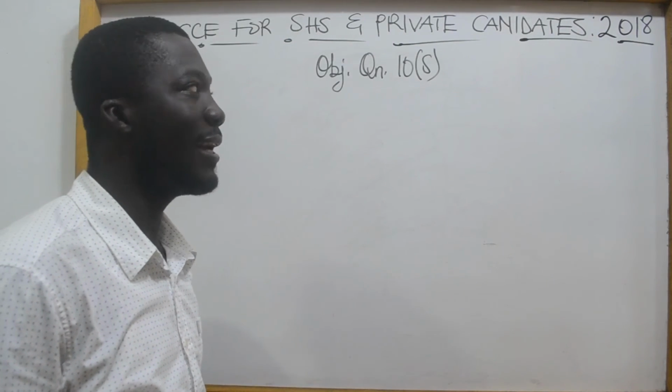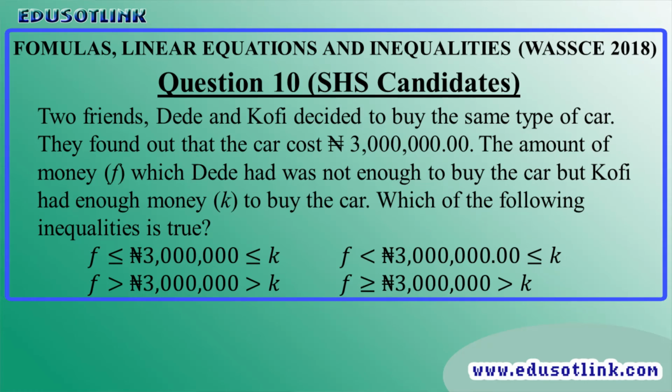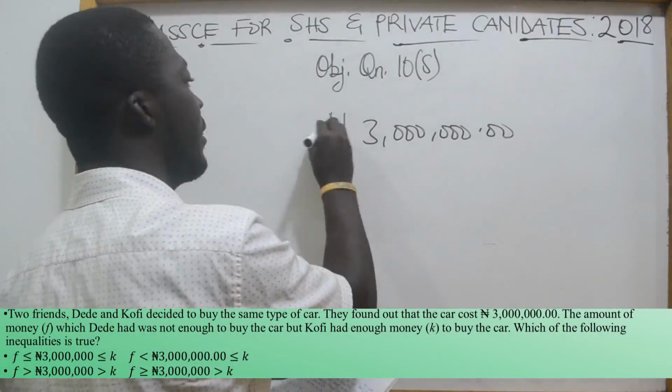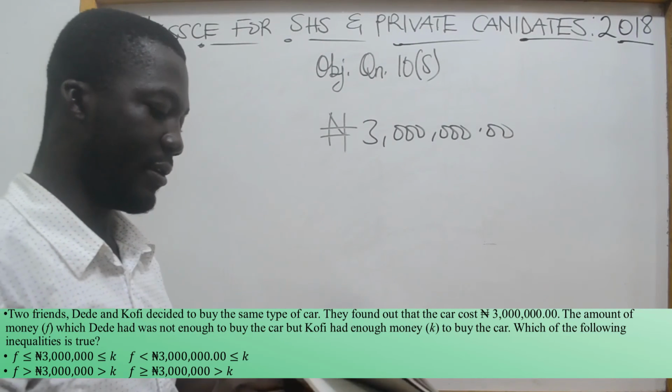Objective question 10 for SHS candidates. The question reads, two friends, Dede and Kofi, decided to buy the same type of car. They found out that the car cost 3 million naira. So the cost of the car is 3 million naira. So we have here.